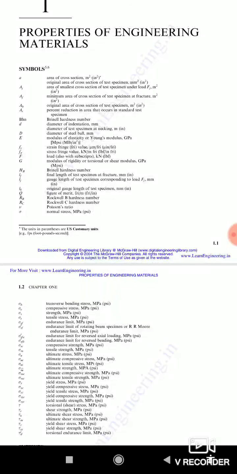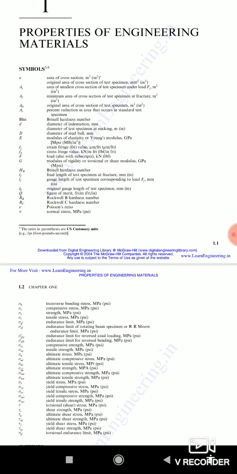Morning class. Today we will have a discussion on how to read the design data book. And one question will definitely arise in your mind: why should we use a data book for designing purposes?